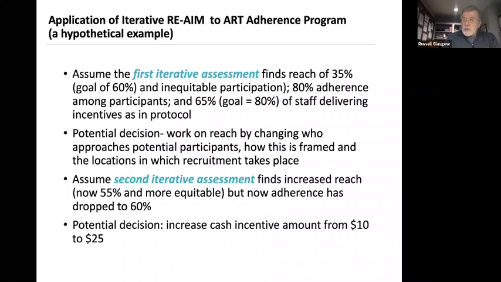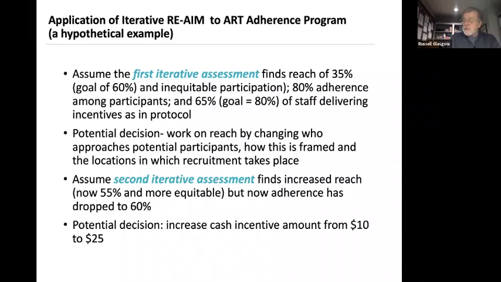So the potential decision then, after these data were presented and discussed, was to work on reach, doing several different things to try and change it. They changed who approached people and how the opportunity to be involved was presented, or framed. And then also the locations. They broadly expanded the locations to be where more people were rather than expecting them to come in. So then let's assume we did that, and come back 4 months later.